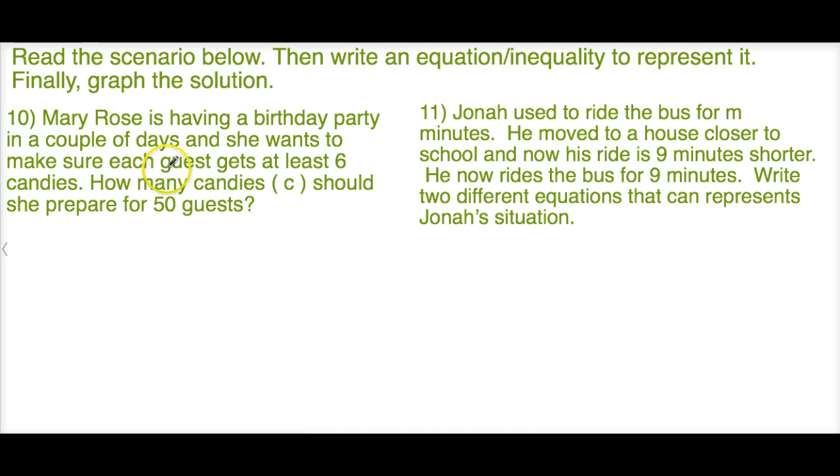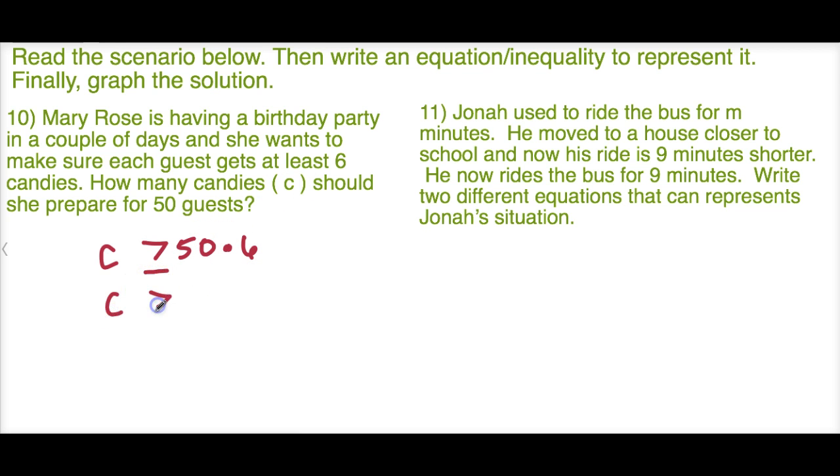All right, next we have to read the solutions and write an equation or inequality to represent them. So what I've done for this one is Mary Rose has a birthday party in a couple of days, and she wants to make sure each guest has at least 6 candies. How many candies does she need to prepare for 50 guests? So I know that there are 50 guests, and she wants each one to have at least 6 candies. So that means that my number of candies that I don't know has got to be greater than or equal to 50 times 6.